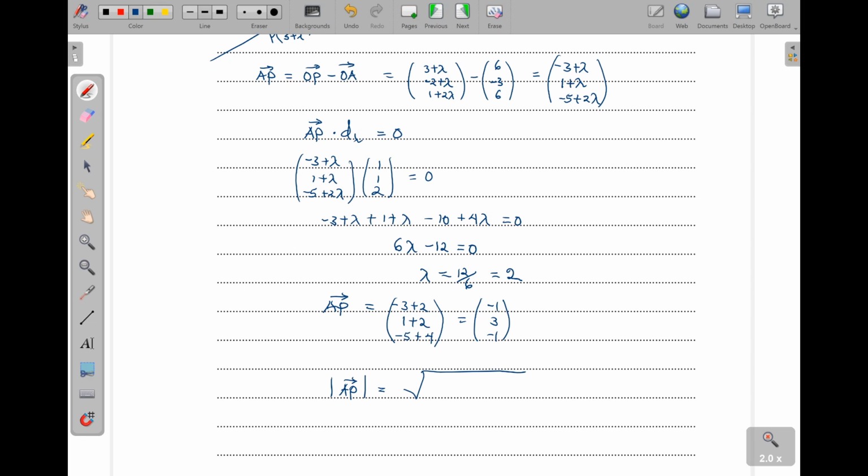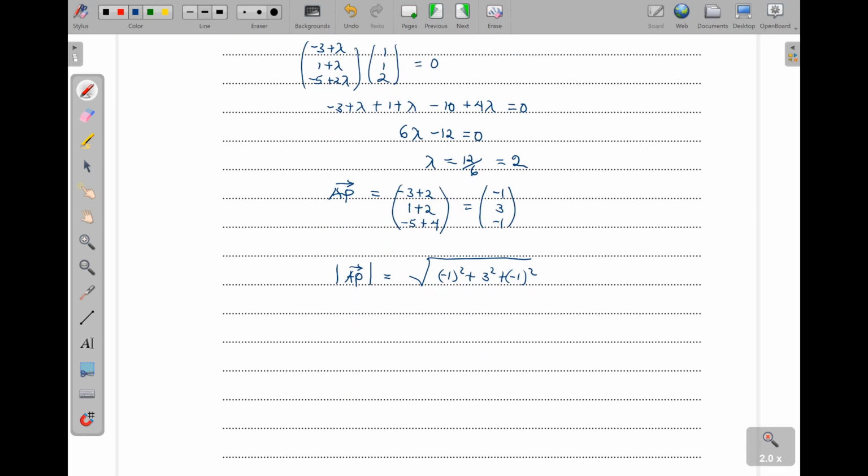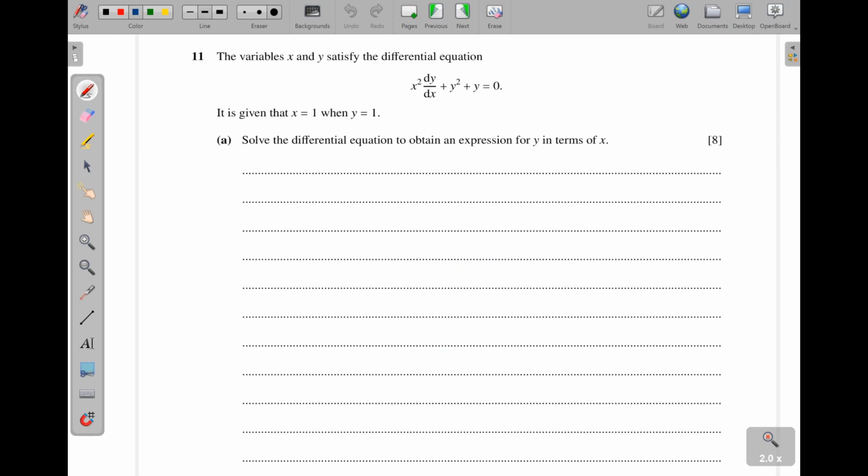So what is the length of this perpendicular here? It's the square root of negative 1 squared plus 3 squared, then plus negative 1 squared. Now when you square, this is a 1, this is a 9, that is 10, then plus 1, that is 11. And this gives us the answer they told us to show. As simple as that.